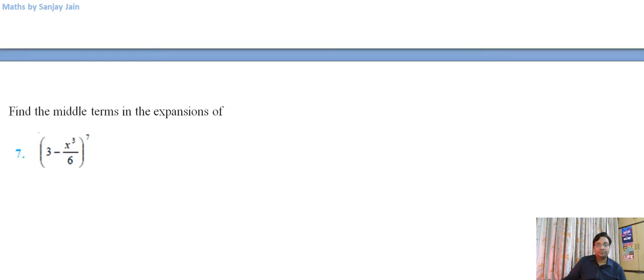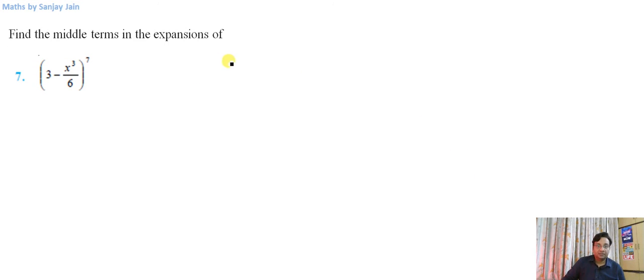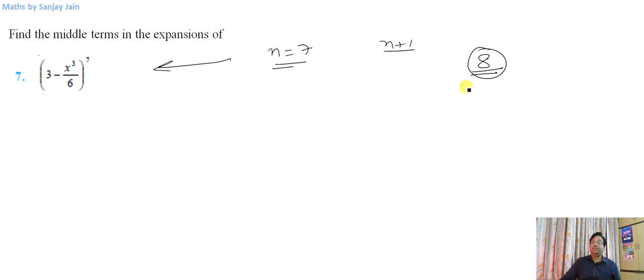Find the middle term in the expansion. So what is n here? n is 7. So the number of terms is n plus 1, so the number of terms becomes 8. When the number of terms is even, I'll get two middle terms. In case of 8, I'll get the 4th term and 5th term as my middle terms.